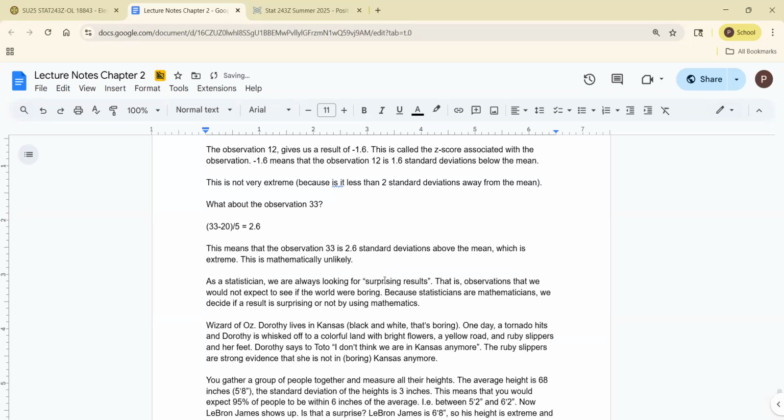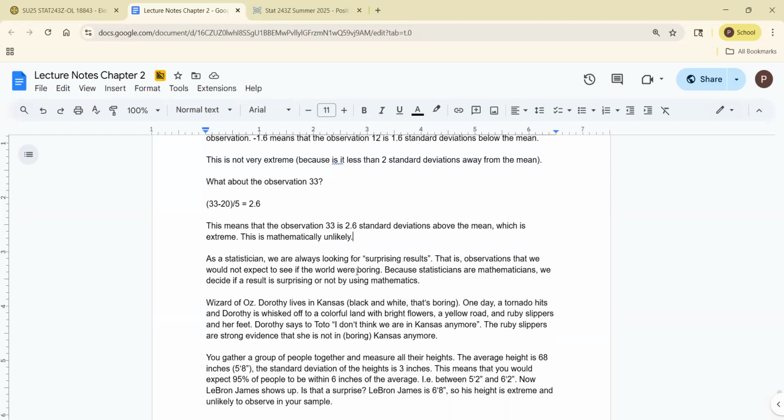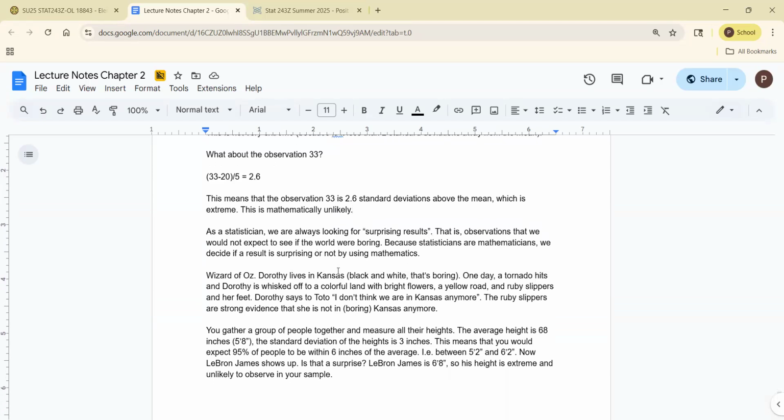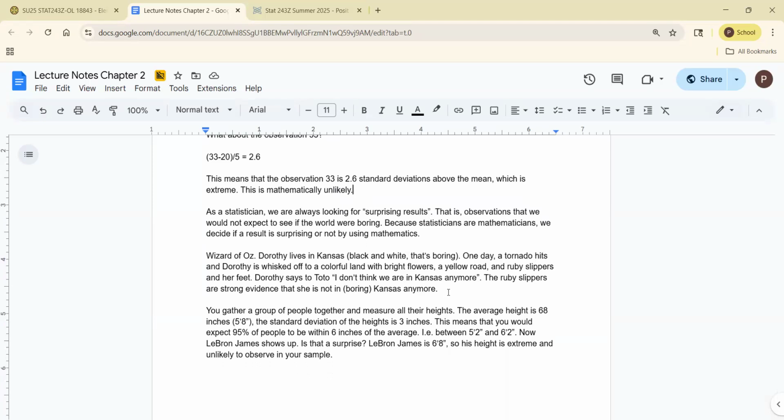Statisticians are always looking for surprising results, observations we would not expect to see if the world were boring. And because we're mathematicians, we use math to decide if a result is surprising or not. But we don't have to use math. Really, you can use this process with any type of logic. Like in The Wizard of Oz, Dorothy, who lives in black and white Kansas, wakes up one day with ruby slippers on her feet and says to Toto, "I don't think we're in Kansas anymore," because she would not be wearing ruby slippers if she were living in black and white Kansas on a farm.